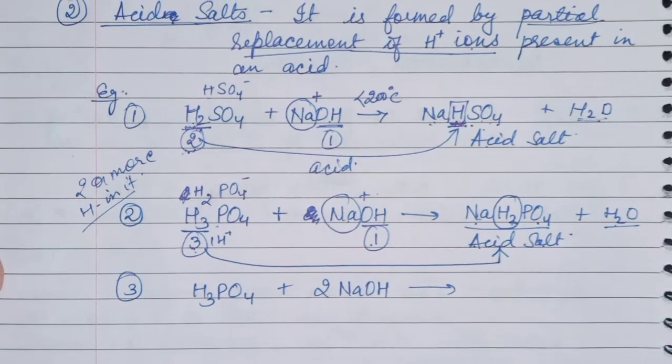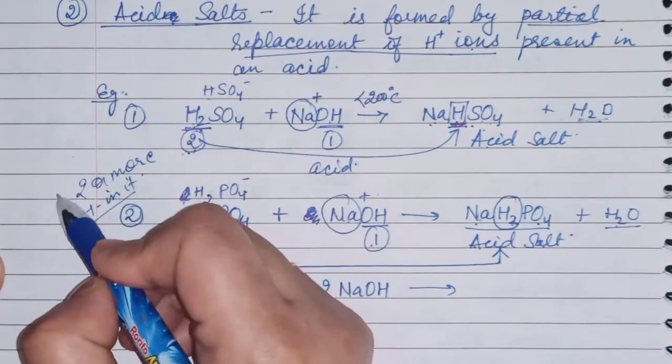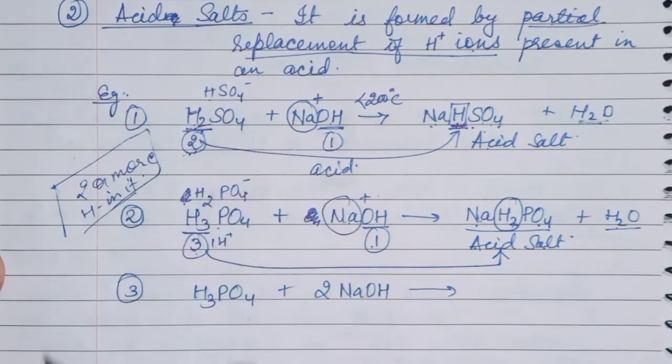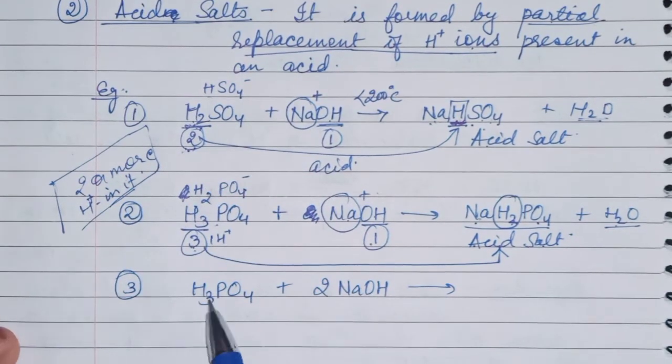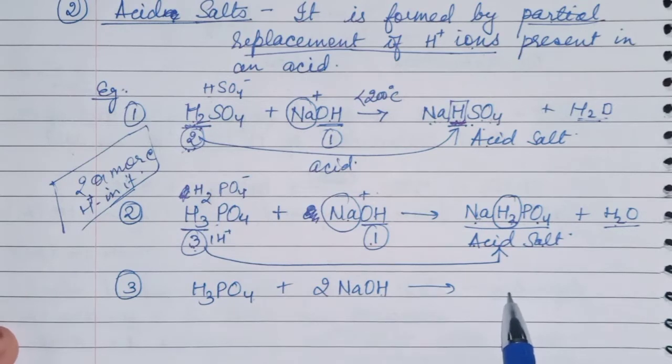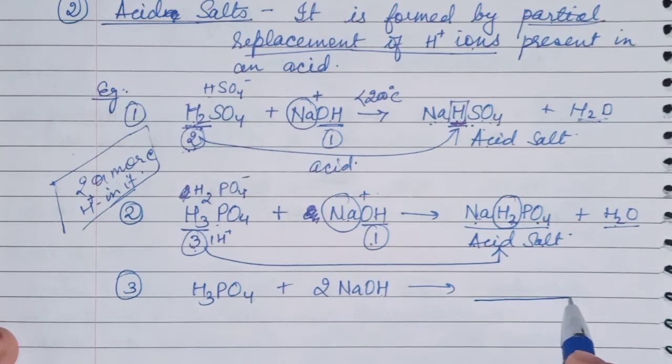For the formation of acidic salt, it must contain 2 or more H plus ions in it. Now children, next example is H3PO4 plus 2NaOH. You will tell me what product is formed.